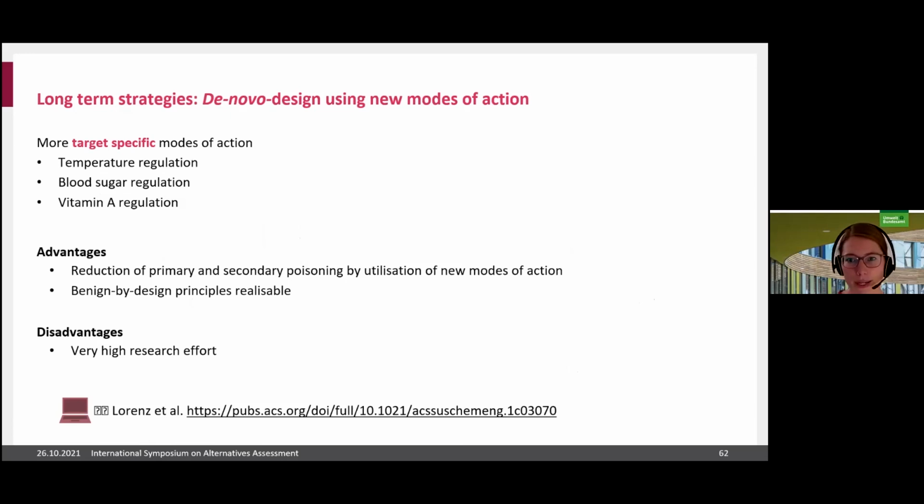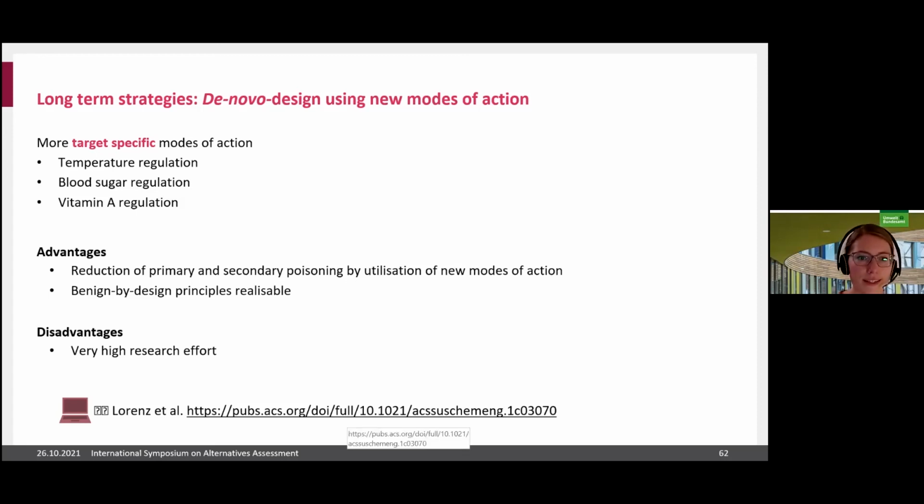Of course, the best way would be starting from scratch with a more target-specific mode of action, so no anticoagulation, but temperature regulation, blood sugar regulation, vitamin A regulation, things that are different depending on the type of animal, for example, between omnivores and carnivores, or small and big animals, where we could reduce a lot of negative impacts. We can apply benign by design, green chemistry, safe and sustainable by design chemistry principles, which would be very nice. We can also use in silico methods.